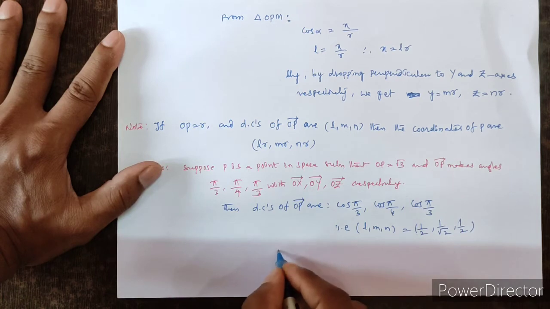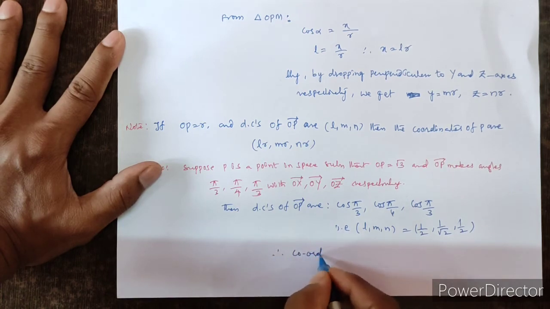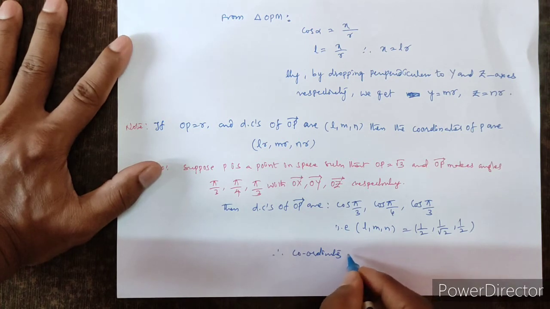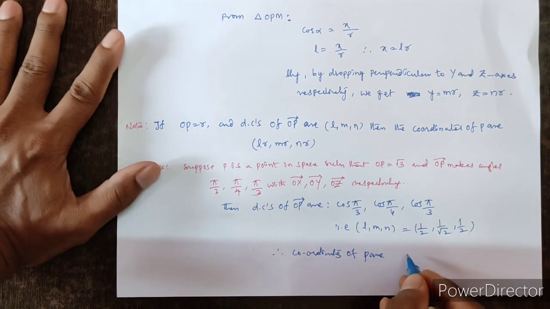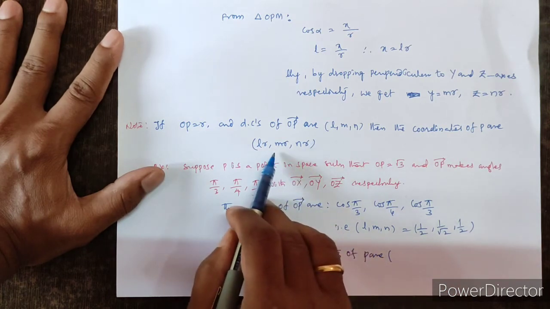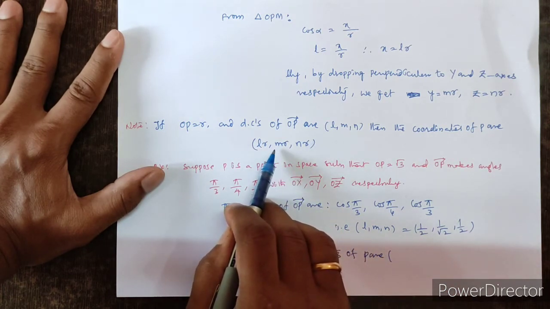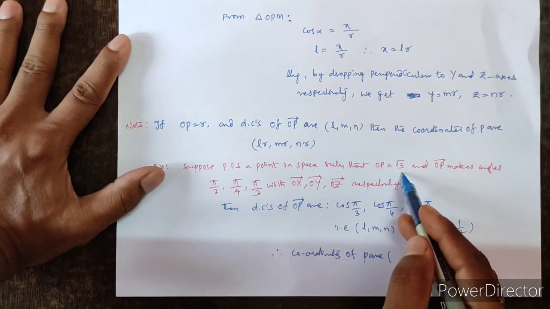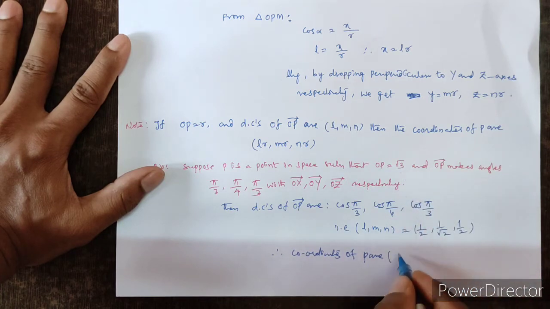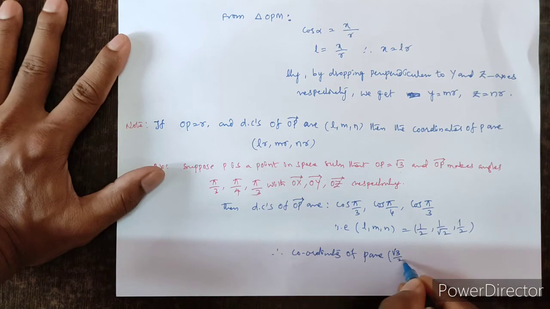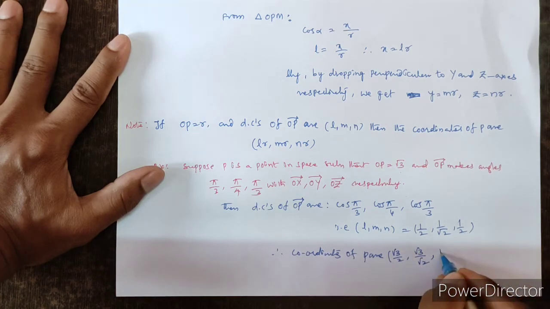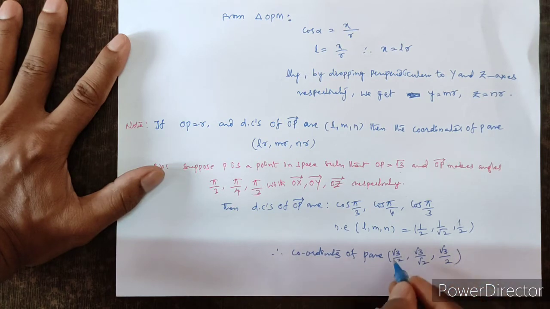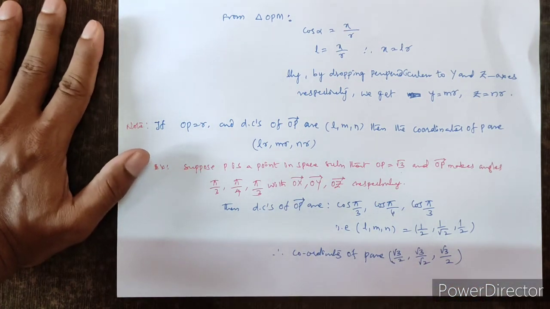Then the coordinates of P are, already given in the note, LR, MR, NR. R is already given in the problem, root 3. That means root 3 into 1/2 is root 3/2, and root 3 into 1/√2 is root 3/√2. So root 3/2, root 3/√2, root 3/2 are the coordinates of point P.